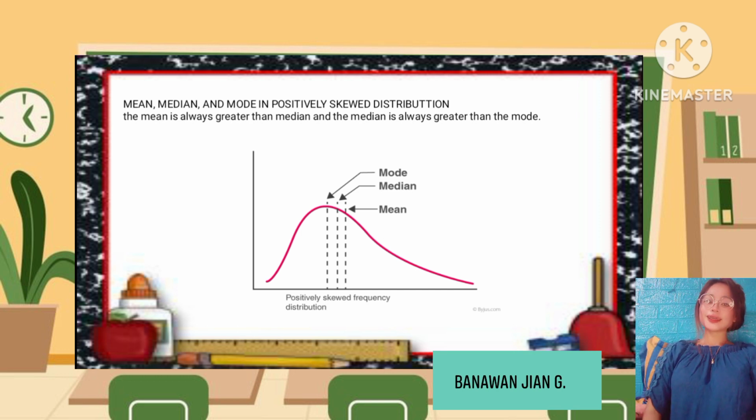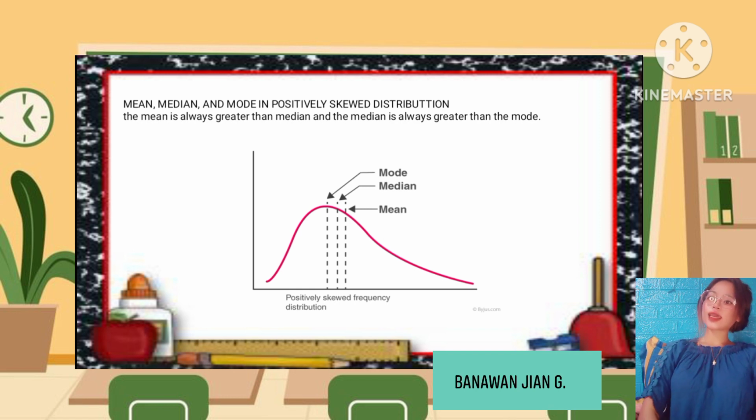Okay. The negative direction is on our left side. So, the mean here will have a high value because it is in the positive direction. So, the right side is the positive direction. So, our median is between the mode and the mean.